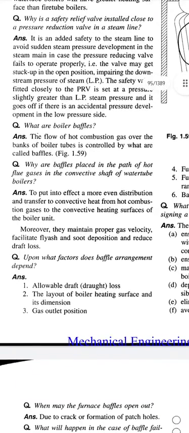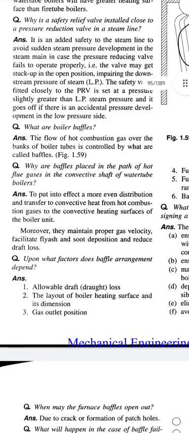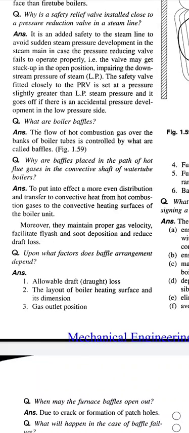Again I am repeating, why are the baffles placed in the path of hot flue gas in the convective shaft of water tube boilers? Answer: to put into effect a more even distribution and transfer of convective heat from hot combustion gases to the convective heating surface of the boiler unit. Moreover, they maintain proper gas velocity, facilitate fly ash and soot deposition, and reduce draft loss.